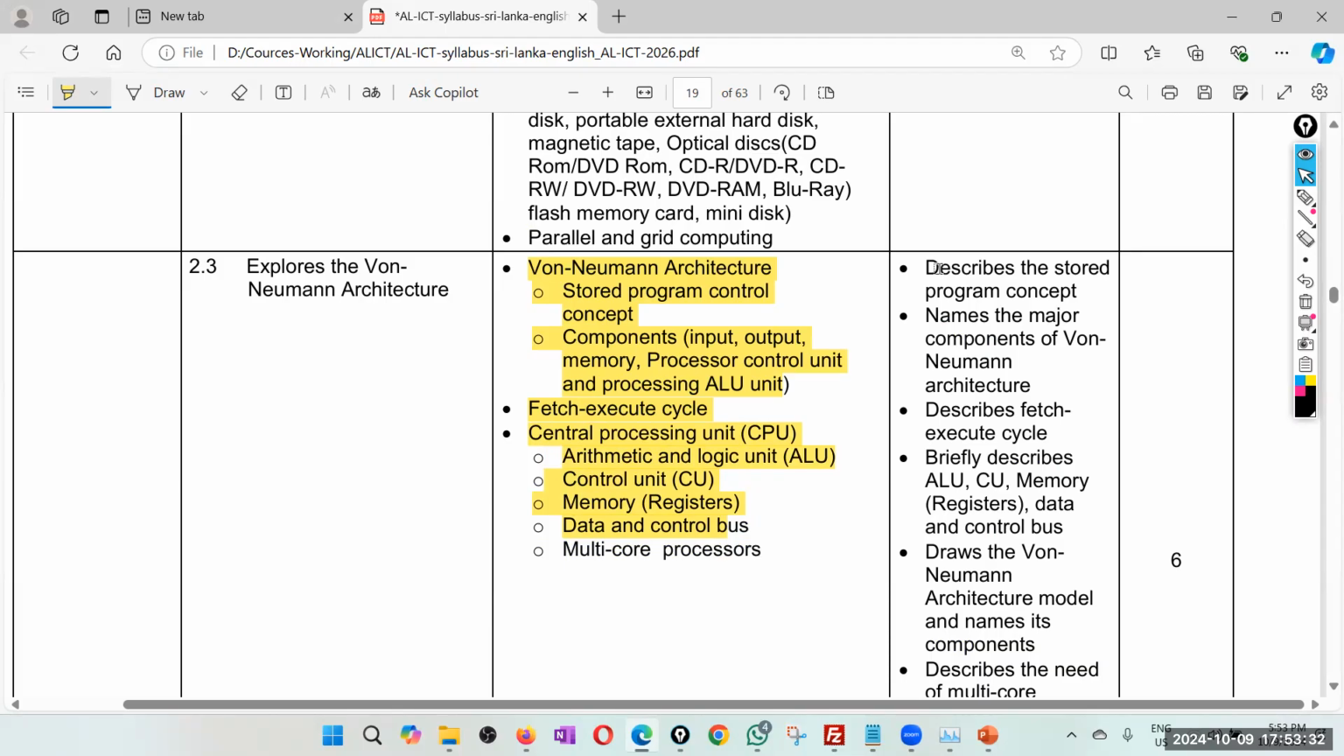Now see whether you can describe the stored program concept. That is von Neumann architecture. You load the program to memory. From memory, instructions are loaded to the processor one by one and executed: fetch, decode, execute. Name the major components of von Neumann architecture. That is input devices, output devices, memory, secondary storage, ROM, processor. Describe the fetch execute cycle. Now, can you describe it? If you can, you are done.